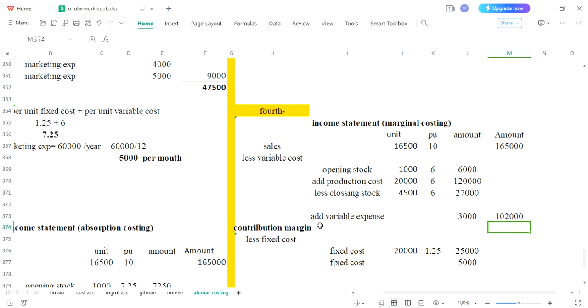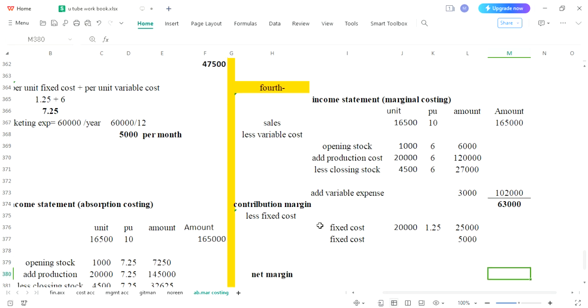It's time to calculate contribution margin, which is the difference between sales and variable cost. Amount of sale was 165,000. You need to subtract your variable cost, which is 102,000. In this way contribution margin has been calculated.